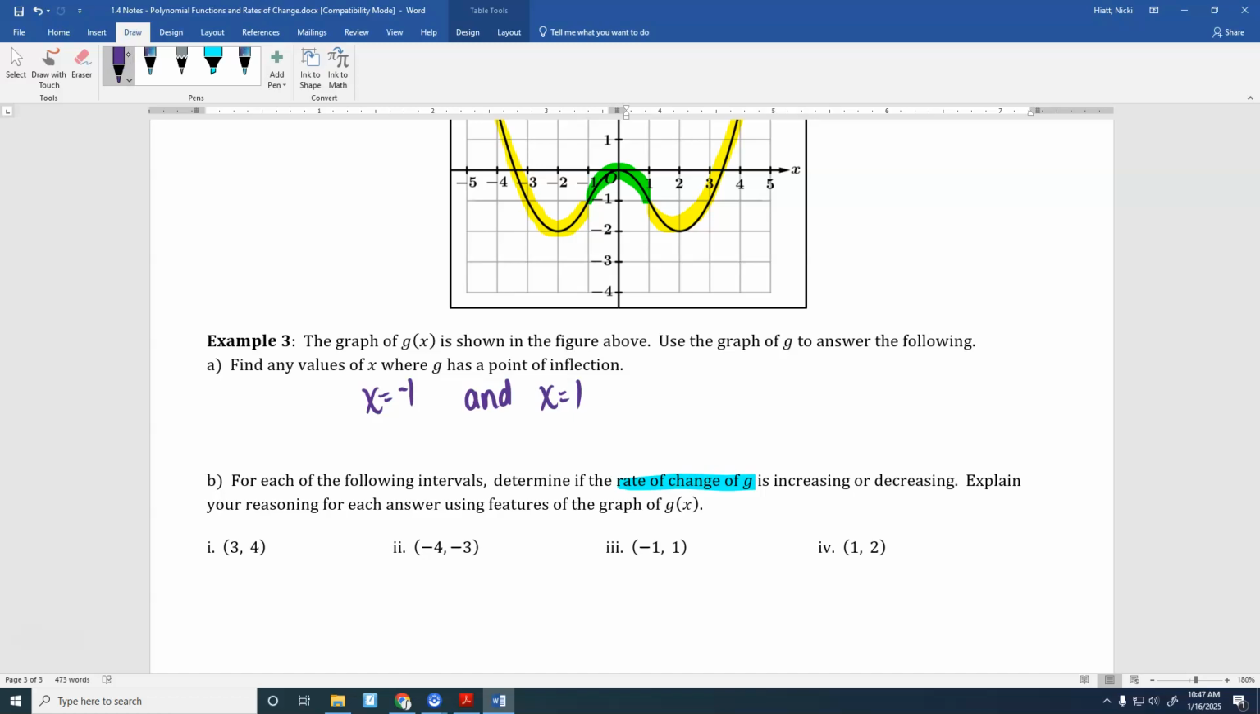If we think about the chart we've made several times, what g looks like compared with our rate of change of g. If our rate of change is increasing, what does that tell us about our graph of g? Concave up. And if our rate of change of g is decreasing, then g would be concave down.